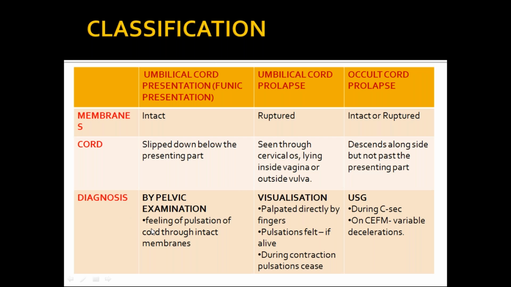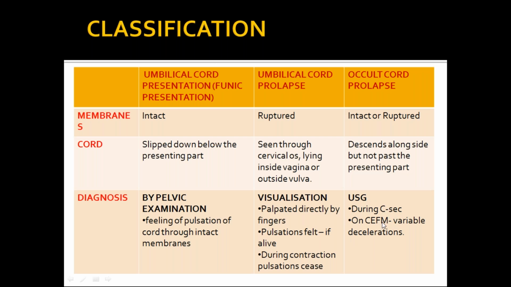So by pelvic examination, we feel the pulsation of the cord. How can we diagnose that it is the cord? Simply by palpation, we can feel the pulsations because it contains 2 arteries and 1 vein. What will happen in complete cord prolapse? It can be palpated directly by fingers. We can diagnose it visually, we can see it, and it can also be diagnosed by palpating, and pulsations can be felt. And during contractions, what will happen? The pulsations will cease. Here we can diagnose only by ultrasound and C-section.